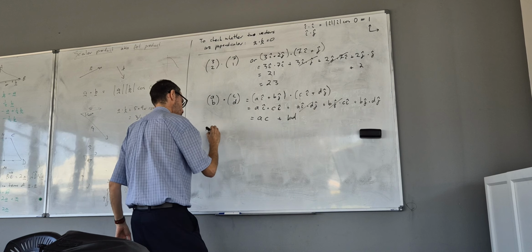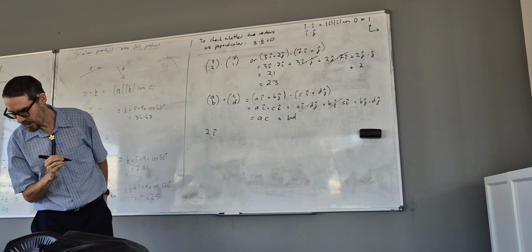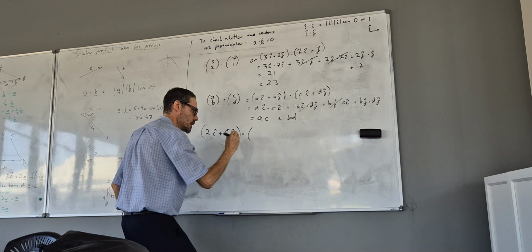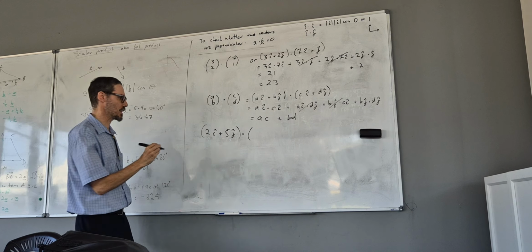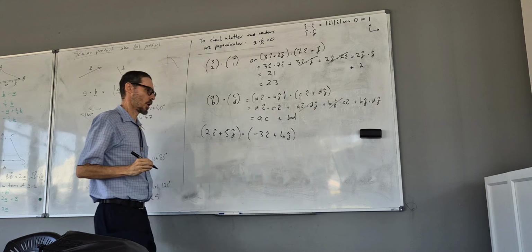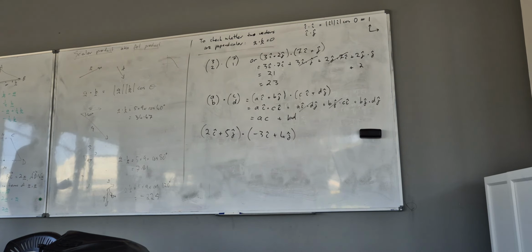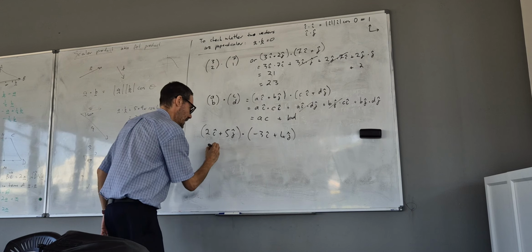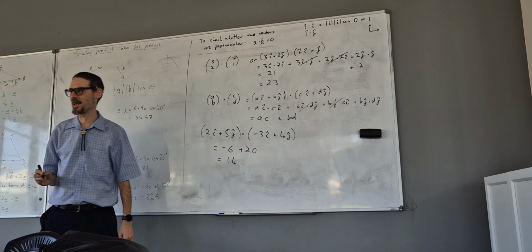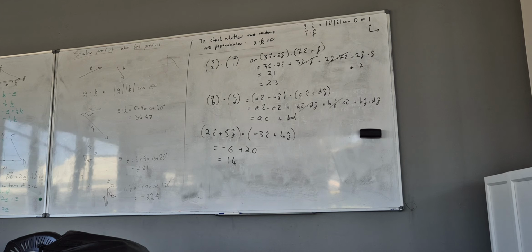Try this one for me. 2i hat plus 5j hat dot negative 3i hat plus 4j hat. You don't have to turn it into polar form first, you can just multiply components. You don't need a calculator for this. What's 2 times negative 3? What's 5 times 4? Negative 6 plus 20. The dot product is a number. It's a scalar. It is not a vector.